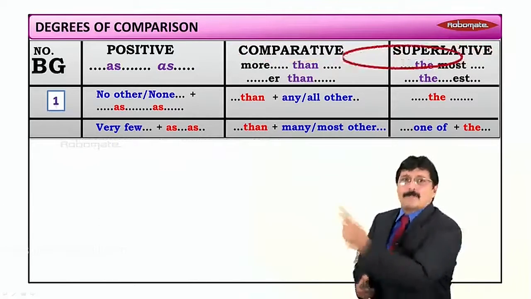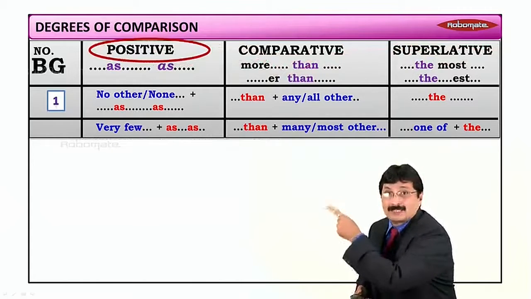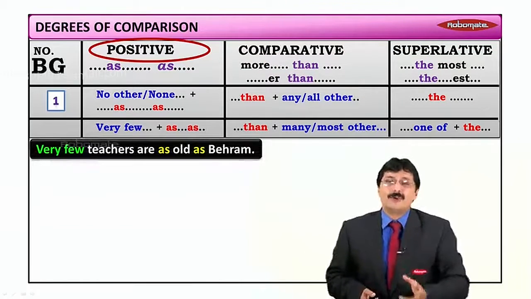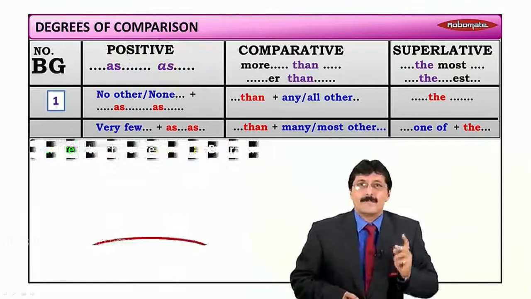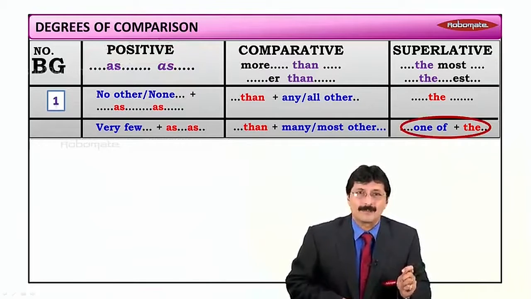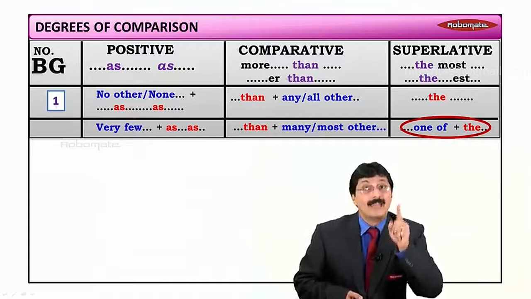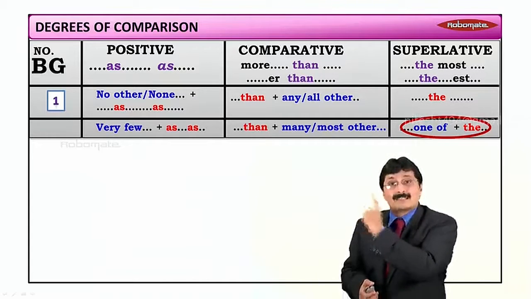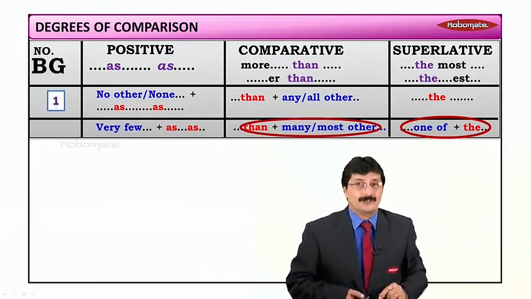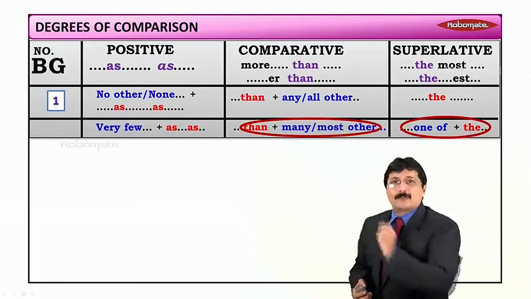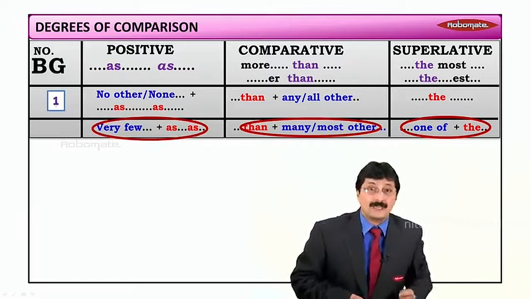The same thing in the positive will not start with no other or none. It will start with very few. Very few teachers are as old as Behram. My dear friends, simple. In the superlative, one of the, then your comparative is not than plus any other or all other. Your comparative is than plus many other or most other. And your positive will not begin with no other or none. Your positive begins with very few or not many.